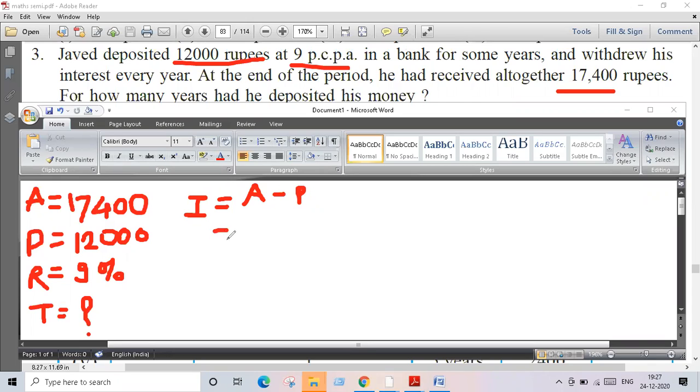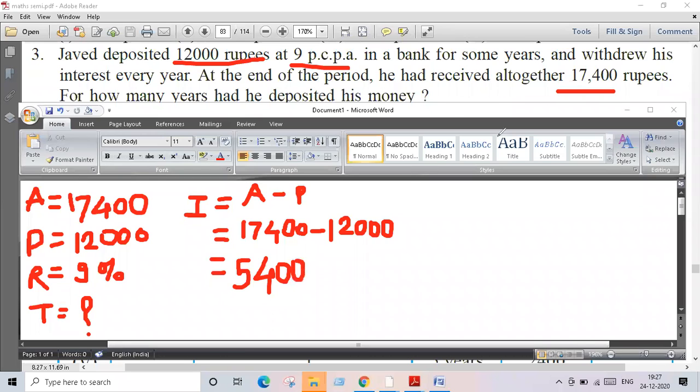So here A minus P: from 17,400 you have to subtract 12,000. So your answer will be 5,400. 5,400 is the interest.